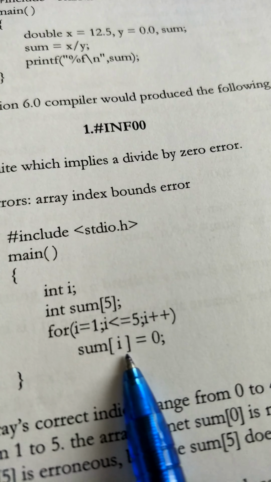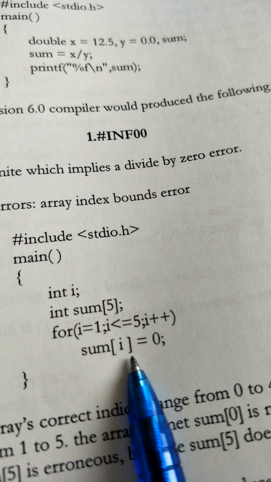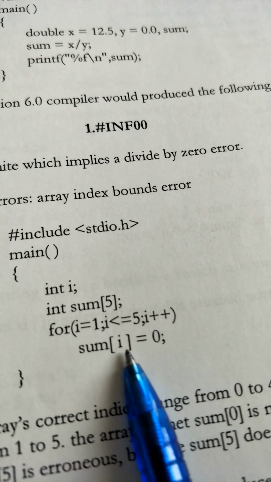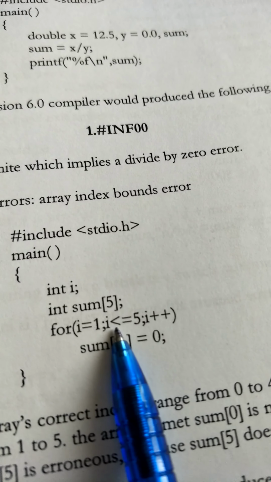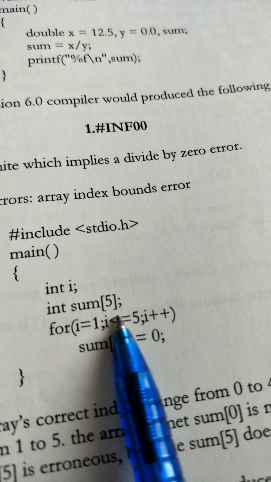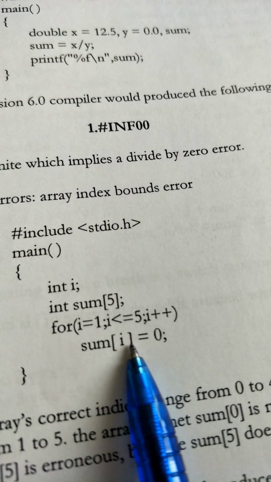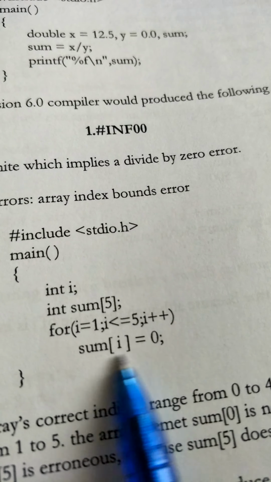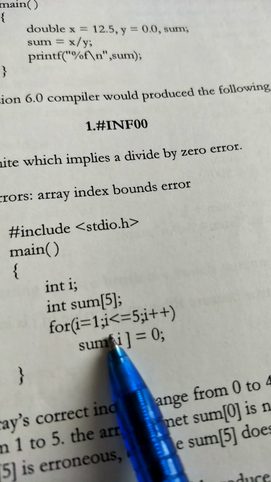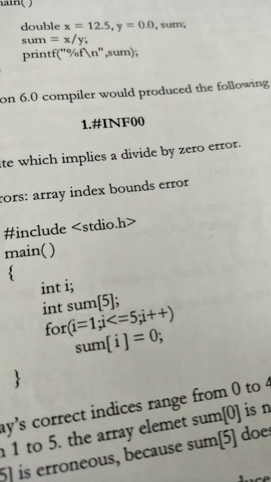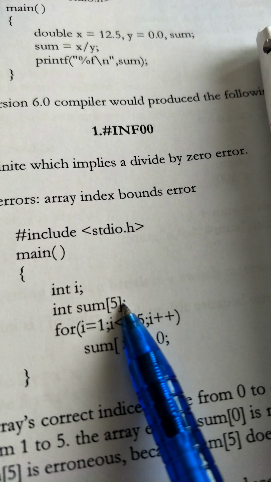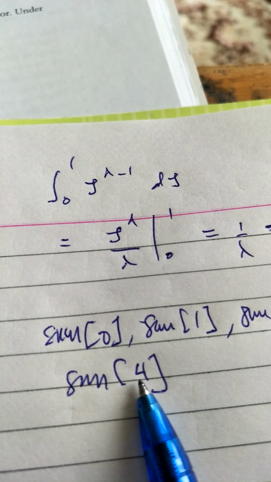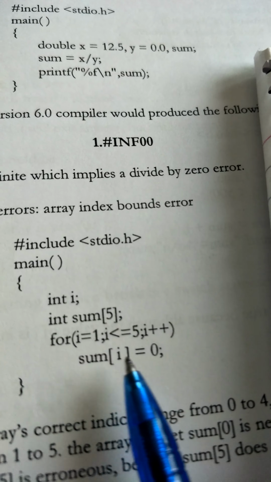So you can see that sum 0 is not used. Another thing is that this loop will go up to i equal to 5, which means you have sum 5 equal to 0. This sum 5 is out of bound. We call it out of bound, because here we only have 4. Look at that, we only have 4, and in this case, we have 5.